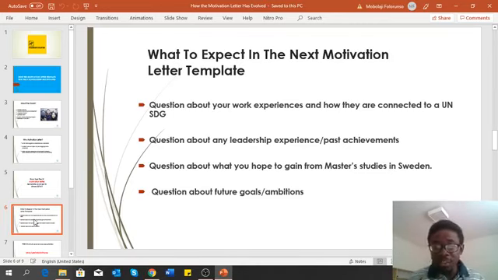Now, I'm not saying this as someone who has seen the next motivation letter template. Of course not. I'm just saying this as someone who has studied the past templates. So take note of this.